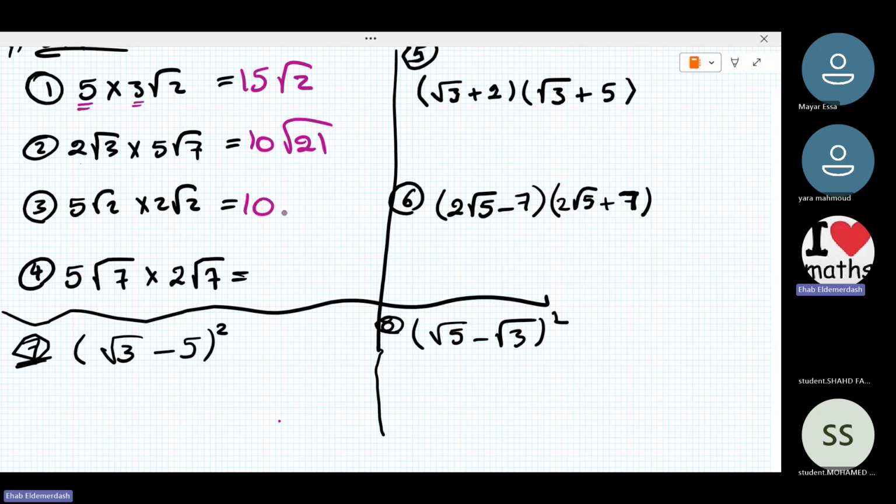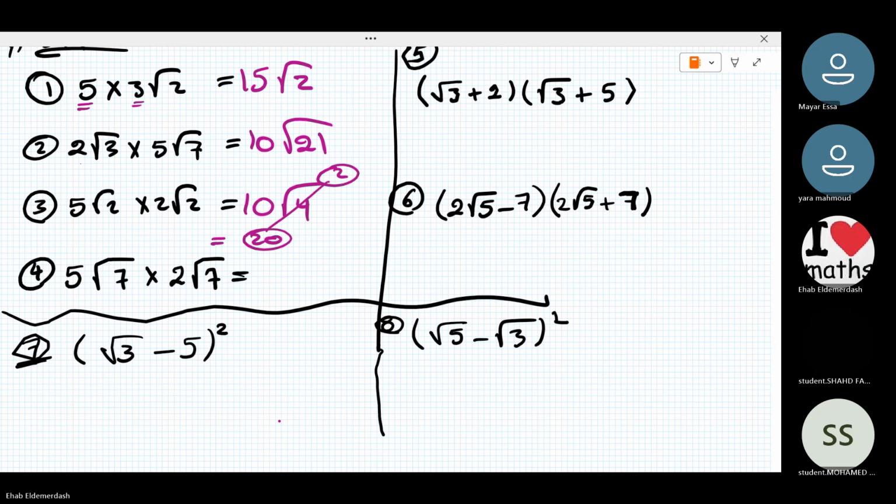What about the square root 2 with the square root 2? In general this will give me the square root of 4, which is equal to what? Who can tell me the square root of 4 is equal to what? 2. So I will replace it by 2. So the final answer will be 10 into 2, which gives me 20.